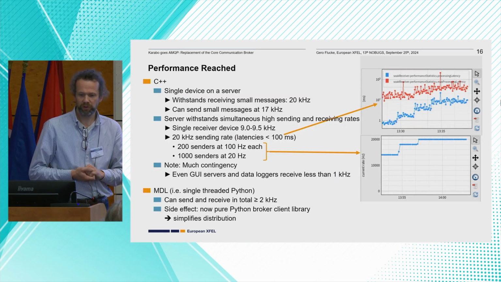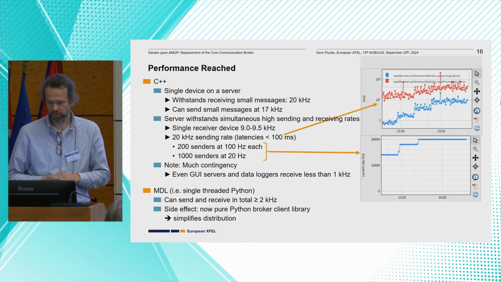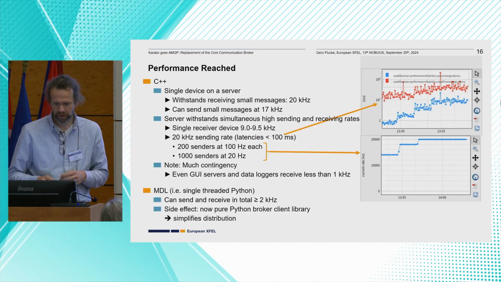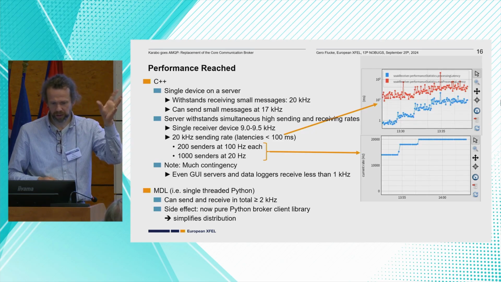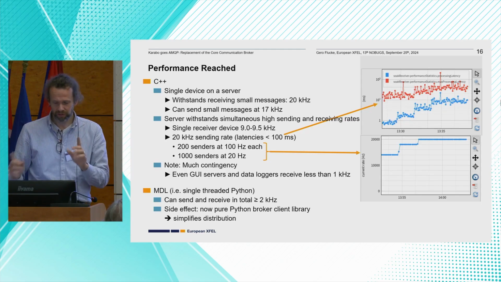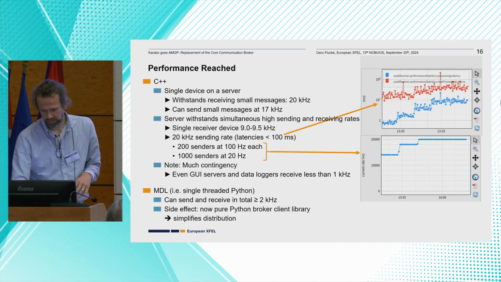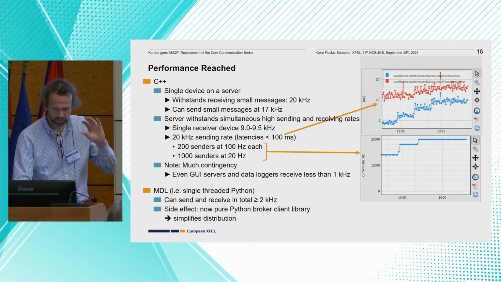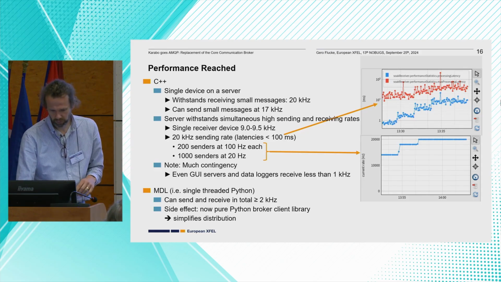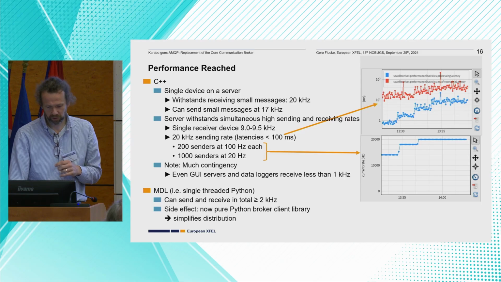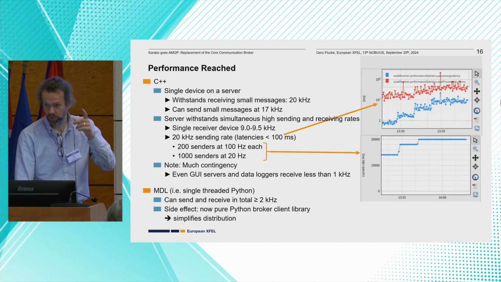Performance reached is, in C++, about 20,000 messages per second can be received, and almost the same number sent. And also in a single process, we can send almost 10 kilohertz of messages from one sender, and the other 1,000 receivers in the same process receive 20 hertz, no problem. That gives us a lot of contingency, because we are usually not beyond 1 kilohertz for a single process. Also, the mid-layer Python gained a lot, up to 2 kilohertz now. Sending and receiving are on the same footing, and you have to count them together. And the nice side effect is that we now have a pure Python broker client library in use, which will simplify the distribution of the Python API in future.